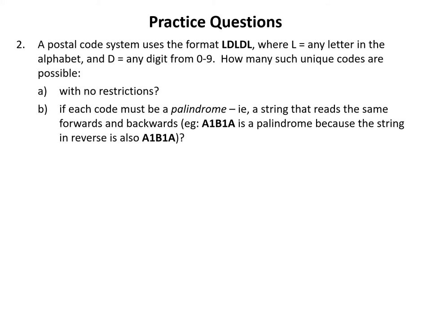Question 2. A postal code system uses the format LDLDL, where L equals any letter in the alphabet and D equals any digit from 0 through 9. How many such unique codes are possible under the following situations? A, with no restrictions, and B, if each code must be a palindrome, in other words, a string that reads the same forwards and backwards. For example, A1B1A is a palindrome because the string in reverse is also A1B1A.